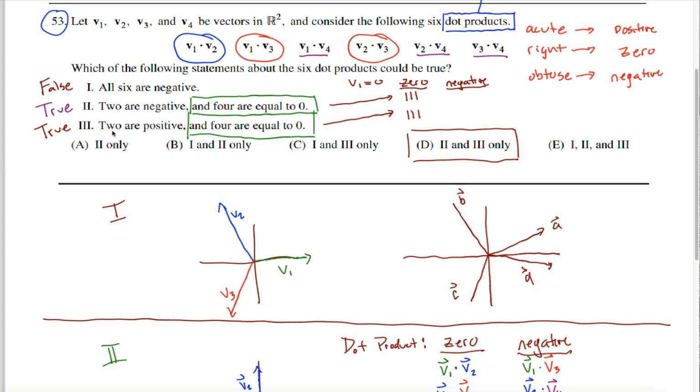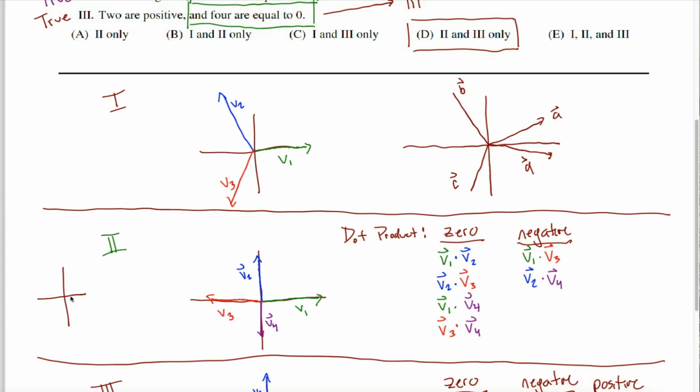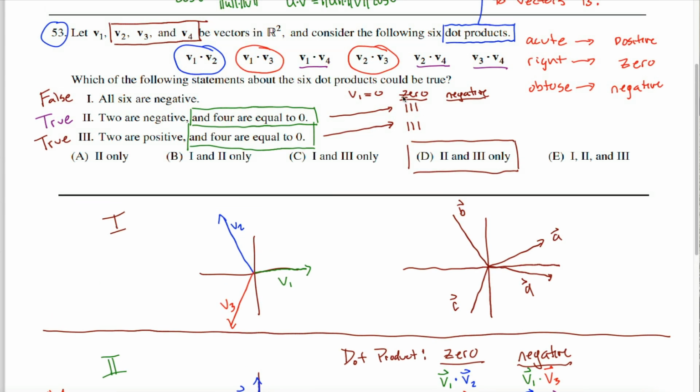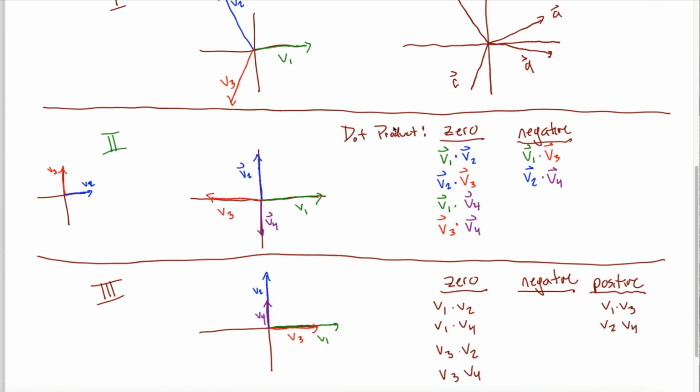So then statement 2 and statement 3 can kind of be rewritten by just considering 3 vectors, maybe v2, v3, and v4, and asking ourselves the question, is there a way to write them so that 2 of the dot products are negative and 1 of them is equal to 0? Well, yeah, that doesn't seem too hard. Maybe down here. I need 1 dot product to be 0, so we'll start with 2 perpendicular vectors. Now I've got my 4 zero dot products, so I just need to create 2 negative dot products.